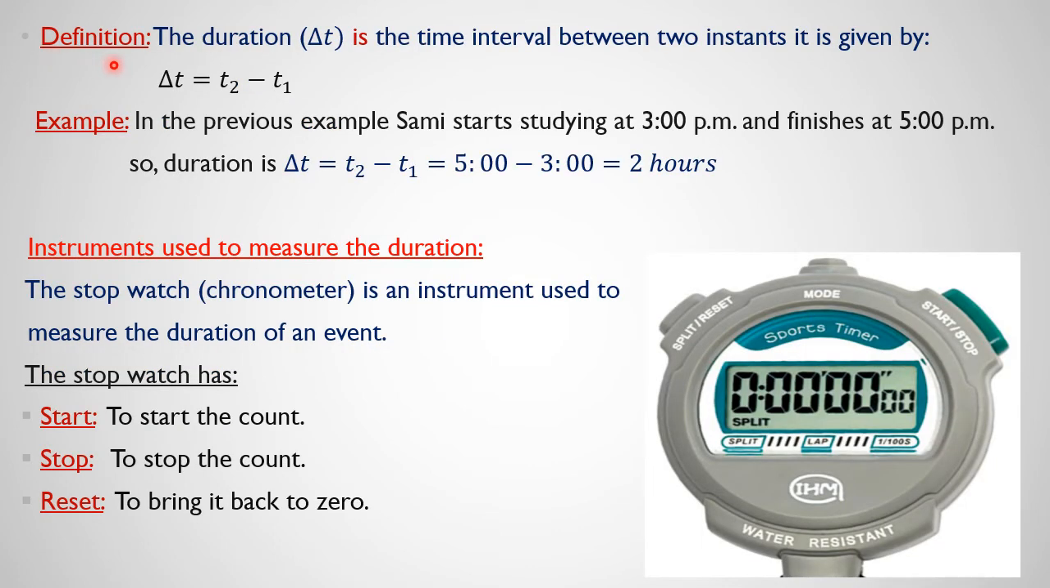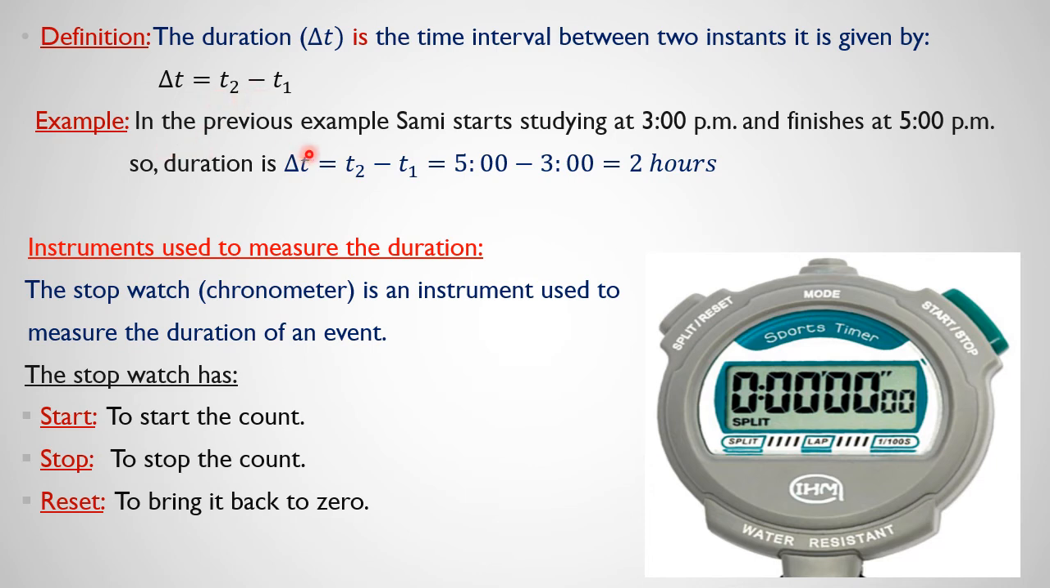So by definition, the duration, which is denoted by delta T, is the time interval between two instants. It is given by delta T equal to the final time, which is T2, minus the initial time, which is T1. So the duration is the time separating two instants. Its meaning in Arabic is فترة زمنية. So the time separating two instants is called duration. Its notation is delta T, and it's equal to the final time minus the initial time.